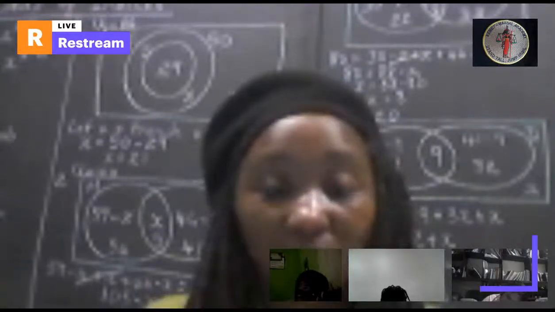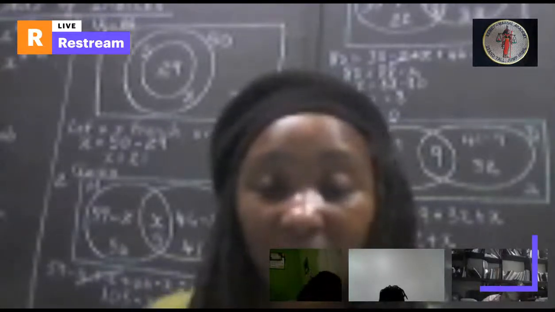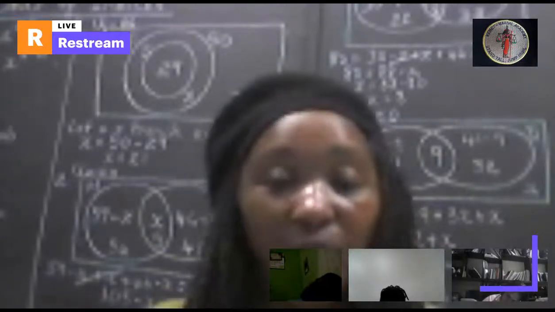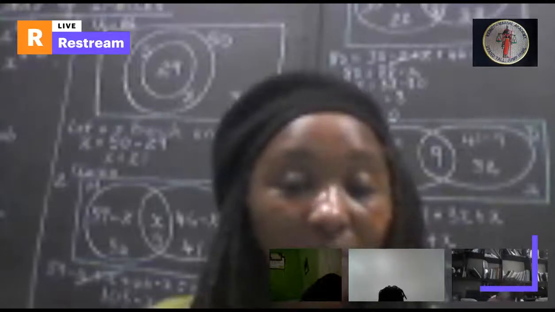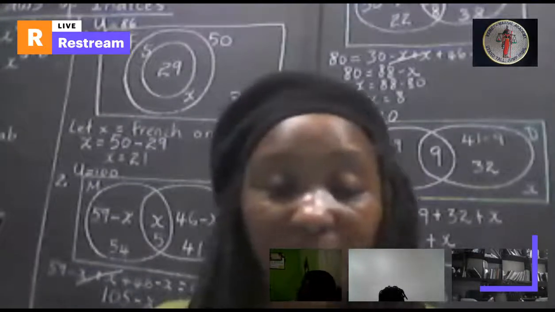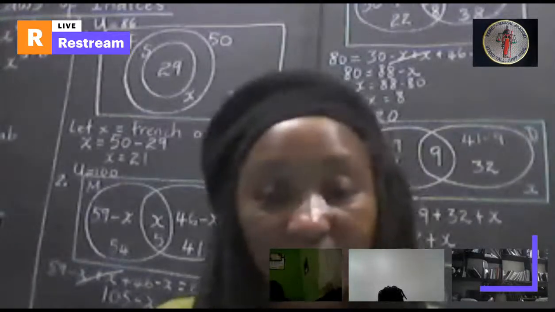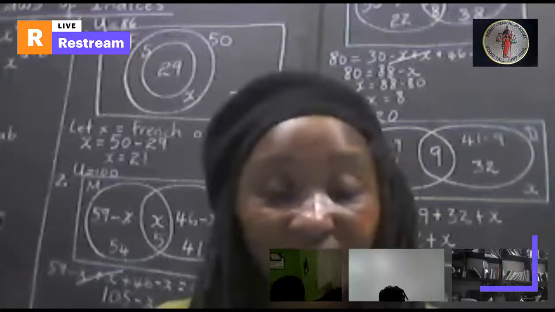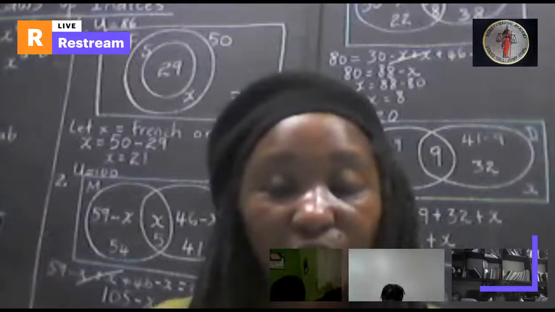They might just want the unknown value. It could be anywhere. It could be outside the circles. It could be in French only, it could be in Spanish only, or it could be the intersection. So you just have to read carefully and make sure you label. You're asked to draw a diagram.